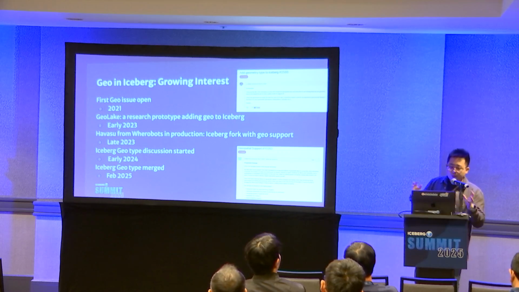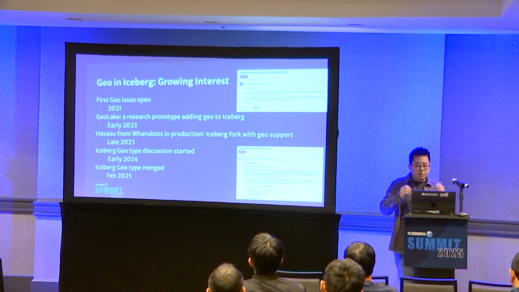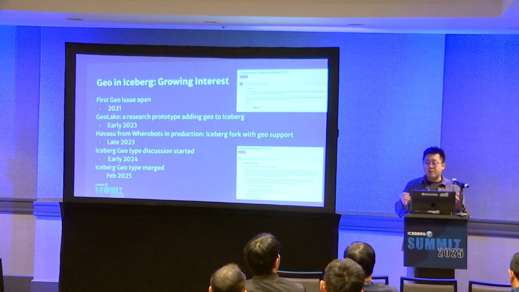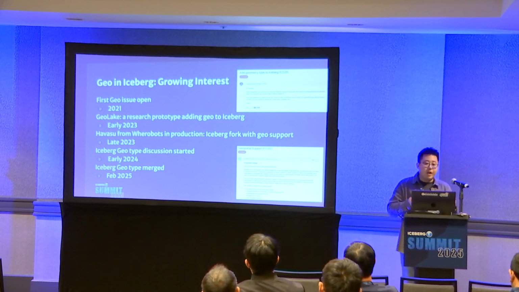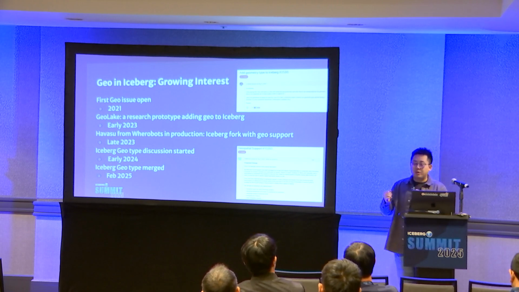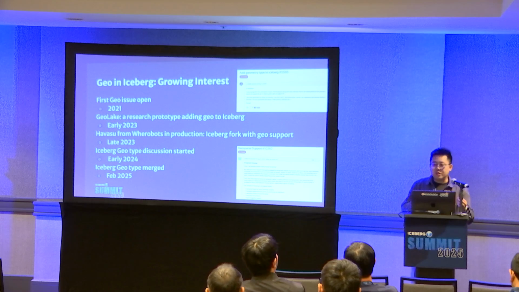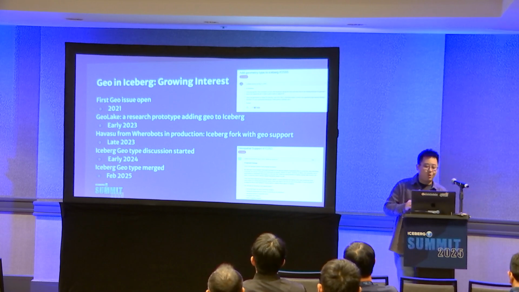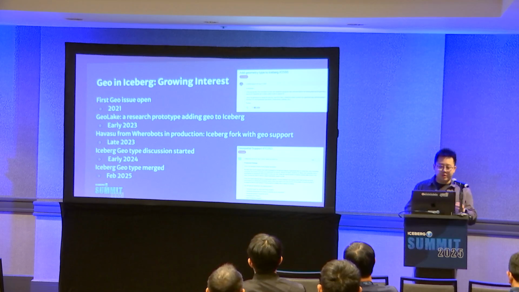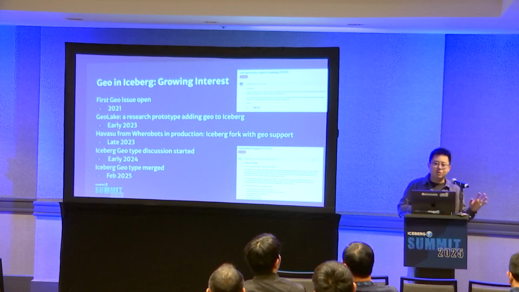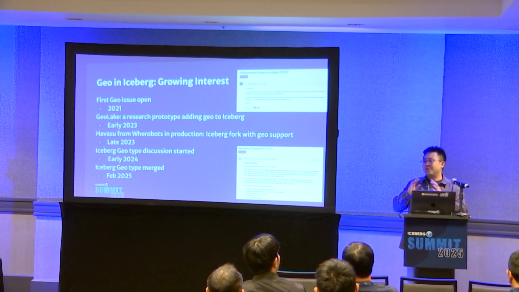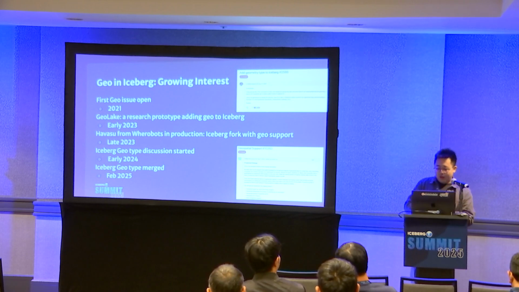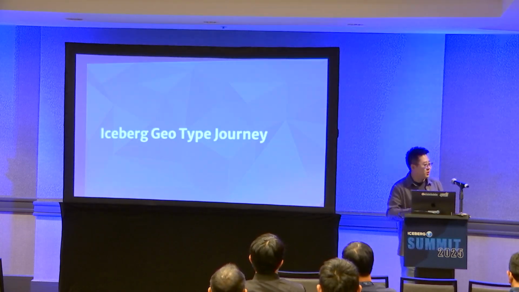Due to all this effort, the Iceberg community and the geo community started the discussion about how we can add a geo type into Iceberg as a native data type. We started this discussion in early 2024, and after a very, very long time, a year, it finally got merged in February 2025. My friend Szehon is going to explain why this took so much time. All right, now Szehon, take over, please.